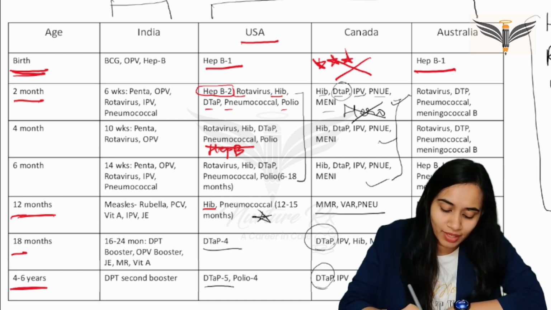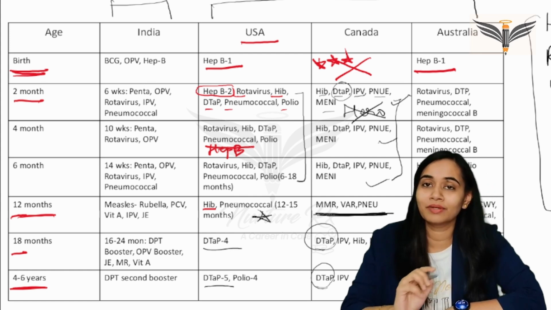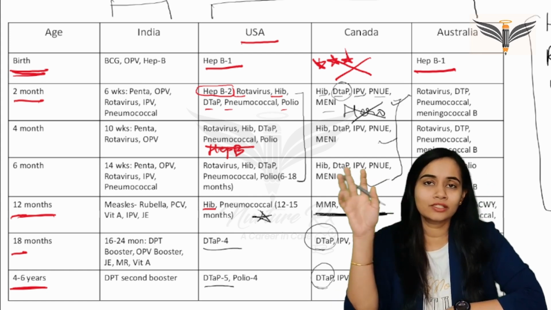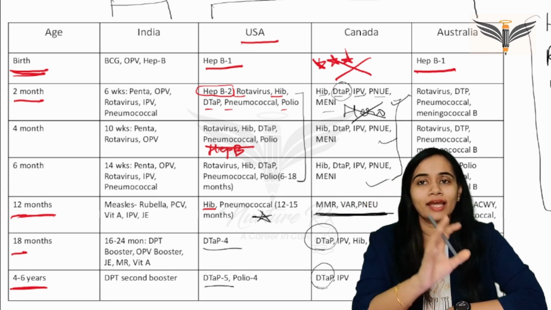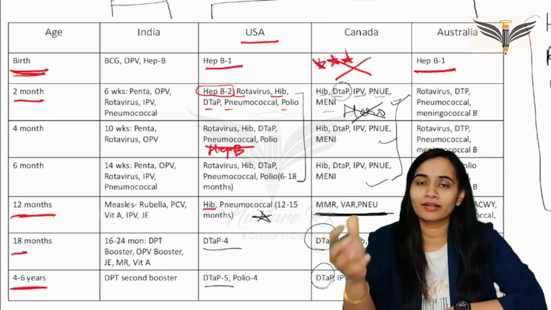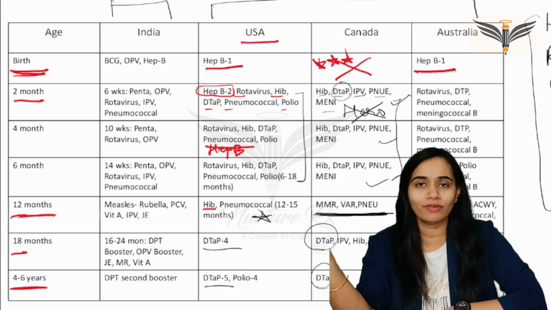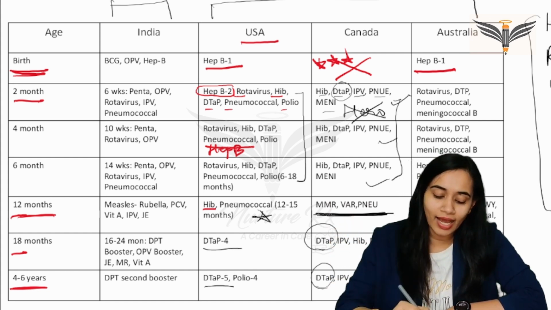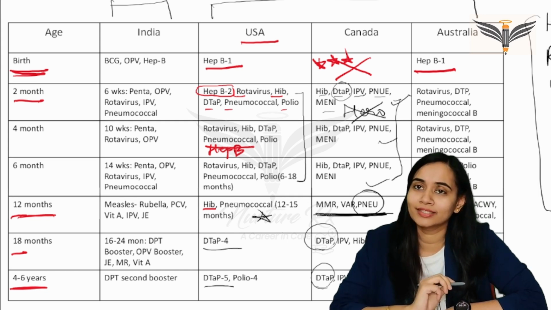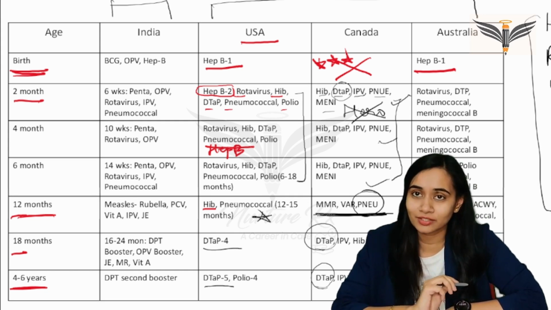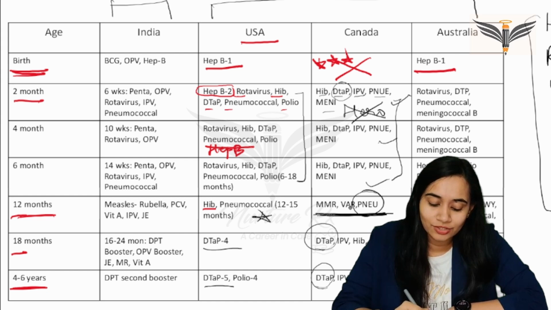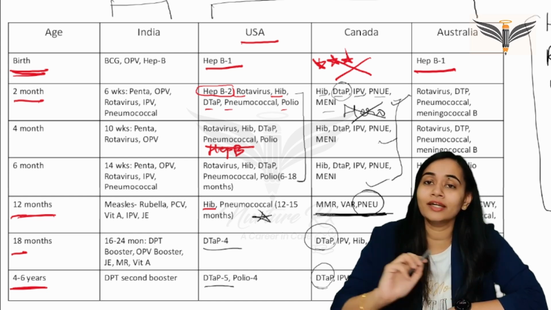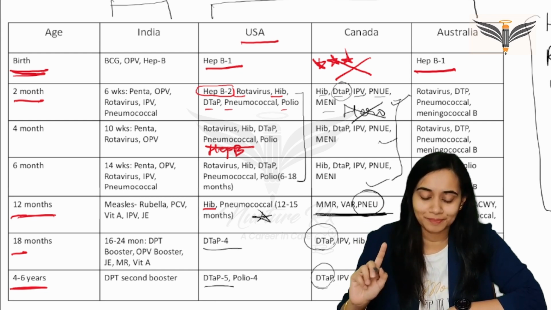Now at 12 months, now this 12 months is completely different for Canada. So what is MMR? Mumps, measles, rubella. Okay, so either MMR vaccine is given or VAR. What is VAR? VAR is for varicella vaccine. So MMR is given or varicella is given, and additional pneumococcal vaccine is given, which was there at 2, 4 and 6 months also. Okay, so this you have to remember, MMR, VAR and pneumococcal, all these are given at 12 months of age in Canada.